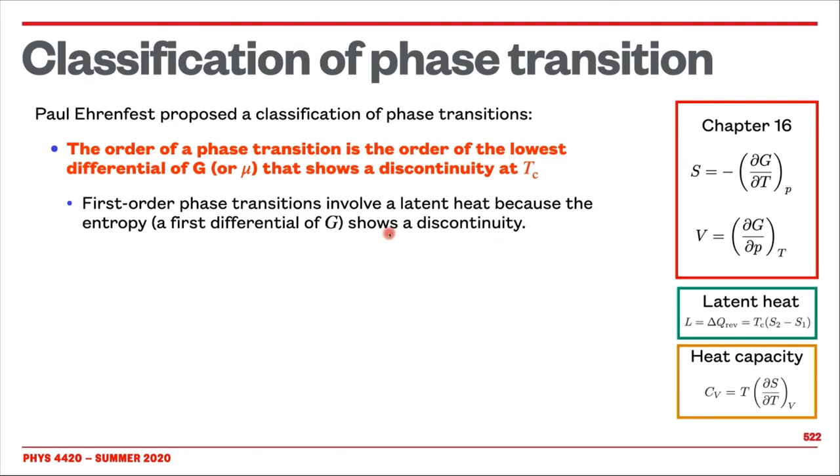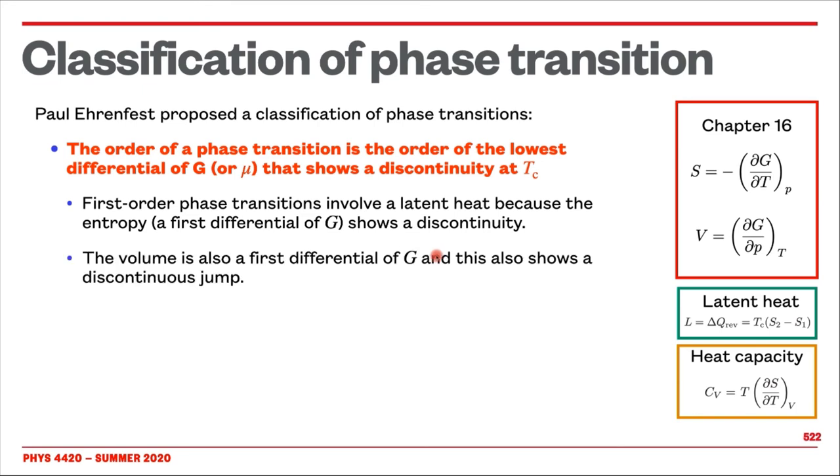So a first order transition must involve a latent heat, okay? Let's try to understand why. As I mentioned, if it's a first order transition, that means that the first derivative of the Gibbs function is discontinuous. Therefore, the entropy is discontinuous. If the entropy is discontinuous, that means delta S, so S2 minus S1, is a finite number. Therefore, there is latent heat. So each time you need a latent heat to move from one phase to the other, you have a first order phase transition.